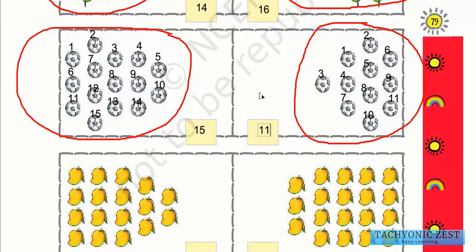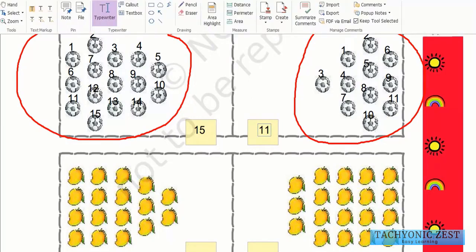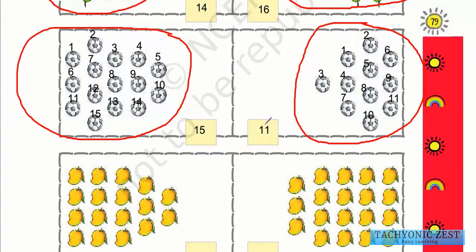So now can you tell me which group is bigger or which group contains more number of objects? So clearly we can see that 15 is bigger than 11. So this group has more number of objects. We can see there are more footballs here. So we will tick the group with more number of objects. So this is the group with more number of objects. This is the answer.